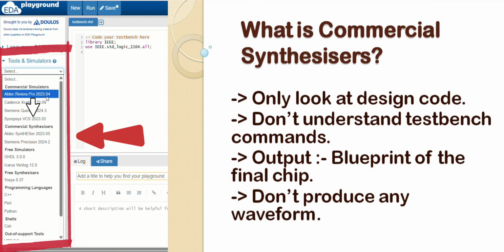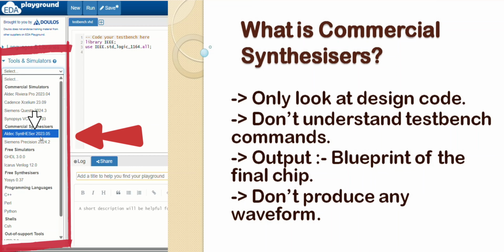Then what is their output? Their output is a report telling you how many gates your design will use. If I give an example, if you are doing an AND gate, it will tell us your design uses one AND gate. After this, it will give a netlist file, meaning a blueprint for the final chip. They will give the blueprint of the final chip, saying yes, your design needs an AND gate and this is the blueprint of your final chip.